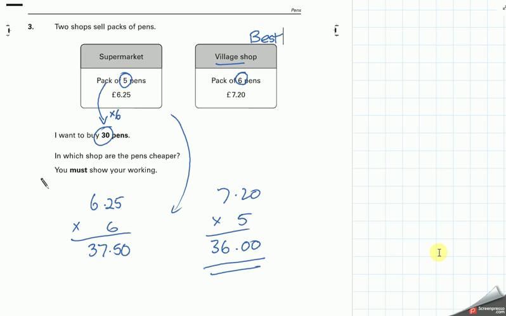But you are right, in this one, because both packs will give me exactly 30 pens, the cheapest pen, the unit value of a pen, works. So take 625 and divide by 5, that will tell you the cost of 1 pen. 720 divided by 6 gives you the other pen. In that case, this one's 125, this one is 120. Best value would work in that case, but not for this type of question always, because they want 30 pens exactly.